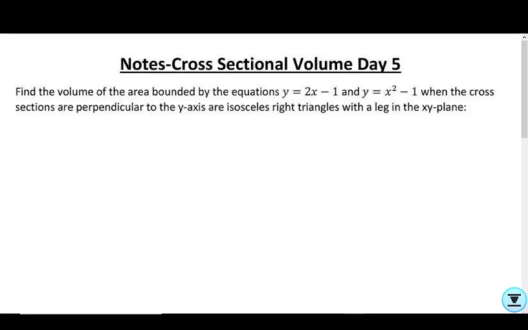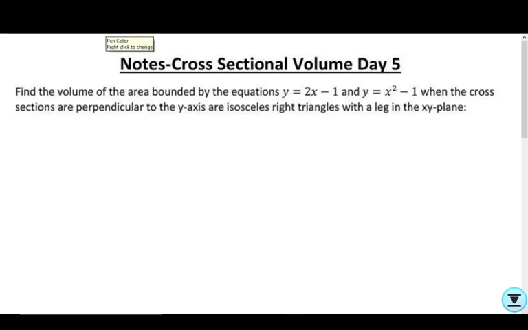Okay, so we're going to be working on our last day of cross-sectional volumes. This is the same problem that we did the last time in the notes, except we're going to be doing cross-sections that are perpendicular to the y-axis, okay? Because Friday I recorded the notes, the same equations with it perpendicular to x and now perpendicular to the y, because it goes with your practice problem that asks you to do the same thing.